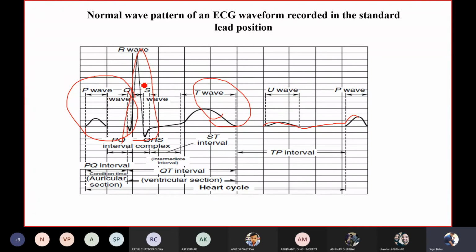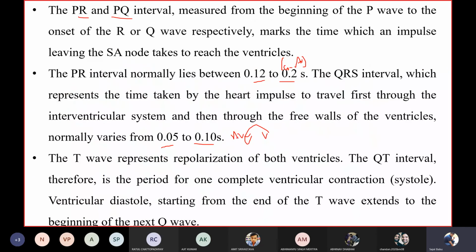So during this QRS, the impulse is traveling by the Purkinje fibers, that is the ventricle part, and then during the T wave, the ventricles are contracting, that is the ventricular part. That's the reason why I classified the Q to T as the ventricular section, and then again this TP time period is the repolarization time period, and then again the P wave will start. That means starting from this P wave up to this P wave is called a complete cycle. That means P to Q is called the atrial section, Q to T is called the ventricular section, and P to P is called the complete cycle. Okay, so have you understood this?